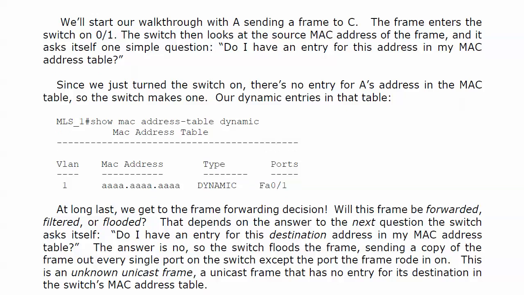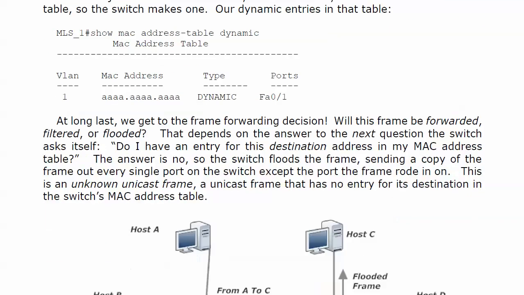So the switch does what we call flooding the frame. And when you flood a frame, the switch sends a copy of the frame out every single port on the switch except the port the frame came in on. A switch is never going to send a copy of a frame back out the same port it came in on. Now, what we call this is an unknown unicast frame, and that's such a great name because when I first read that years ago, I always thought, well, if it's a unicast, then how can it be unknown? And what we mean by this is it is a unicast frame and it has a unicast destination address. There just isn't an entry for it in the switch's MAC address table.